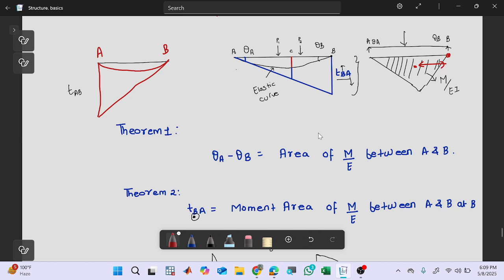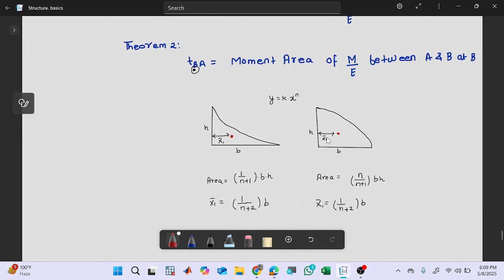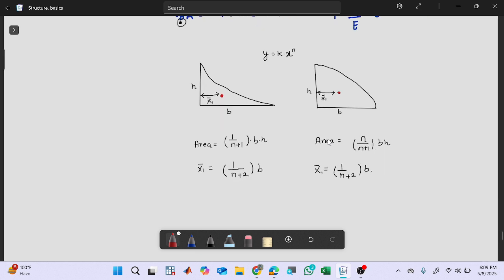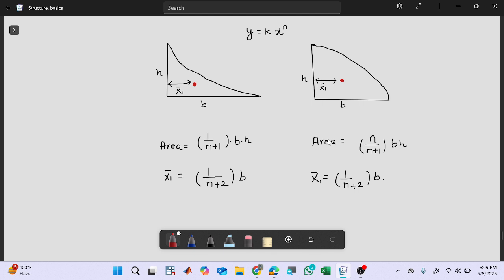So now with the help of these two theorems, we can easily solve the problems. We'll be solving some problems. But before solving the problems, I want to discuss one more thing regarding the area calculation and the centroid.